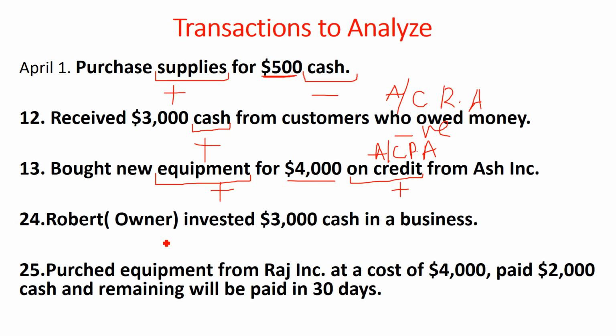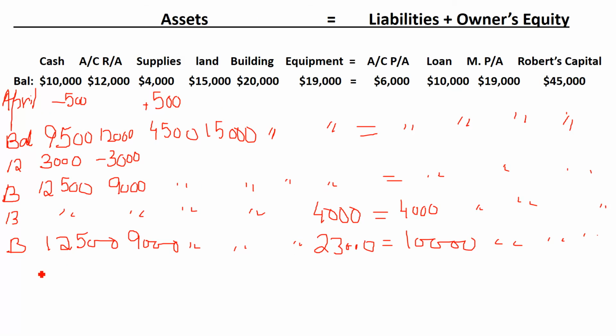Now is the fourth one. Robert, the owner, invested 3,000 cash in the business. He invested more, so cash is increasing and owner's equity is increasing. So here we will write down the date, which is the 24th. On the 24th, he is adding 3,000 in the cash and 3,000 here. It will be 48,000 now.